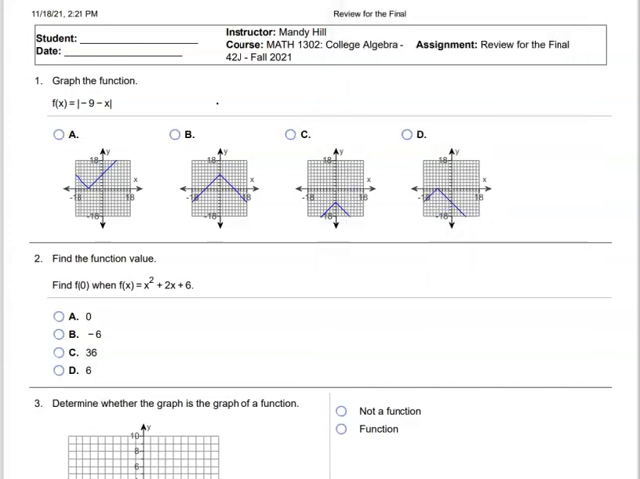Okay, so this is the final review. I'm going to work problems 1 through 10 in this section. The first problem says to graph this function, the absolute value of -9 minus x.